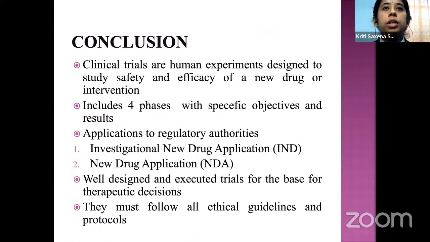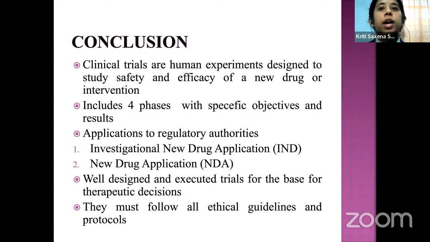So here we conclude that clinical trials are human experiments. Preclinical trials are animal experiments. They are designed to study safety and efficacy of the new drug or intervention. It includes 4 phases with specified objectives and results. Here we have 2 kinds of applications. One is IND, it is filed and it has a review time of 30 days. Either in 30 days your drug gets approval or you will be requested for additional information. But in India, it takes up to several years to have a drug approved.